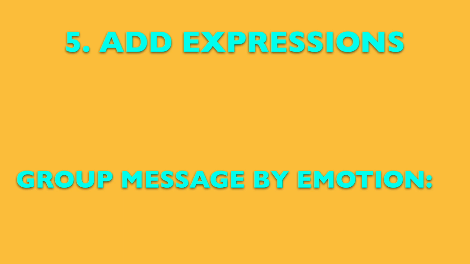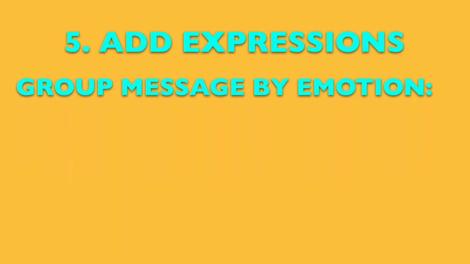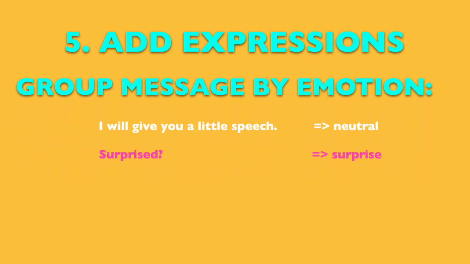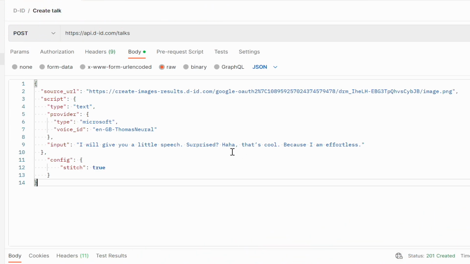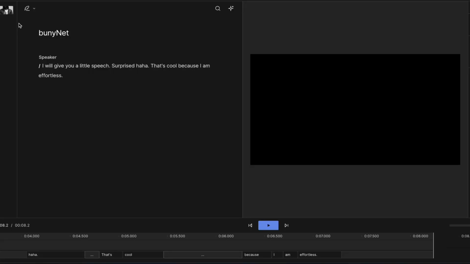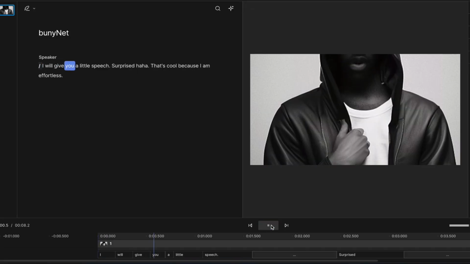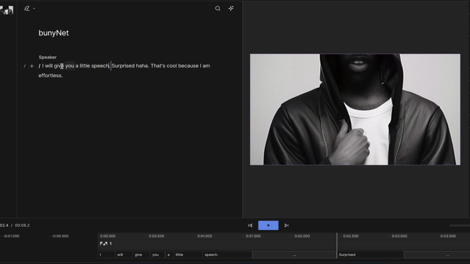Now I want to have 4 different emotions during the video: neutral, surprise, happy, and serious. So to achieve that, I have a text over here. But I want to use the tool called Descript. I loaded the video, and in this video, I can select each part here.